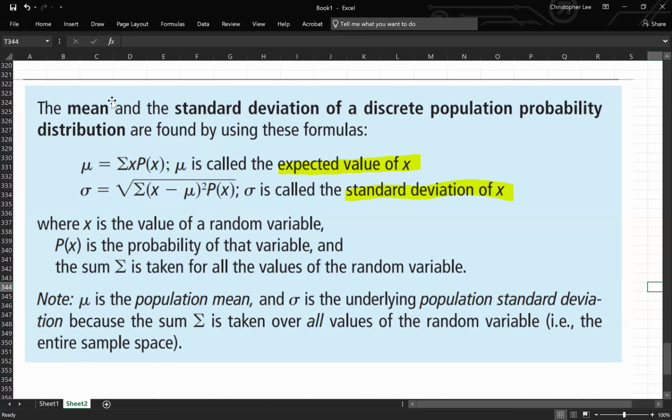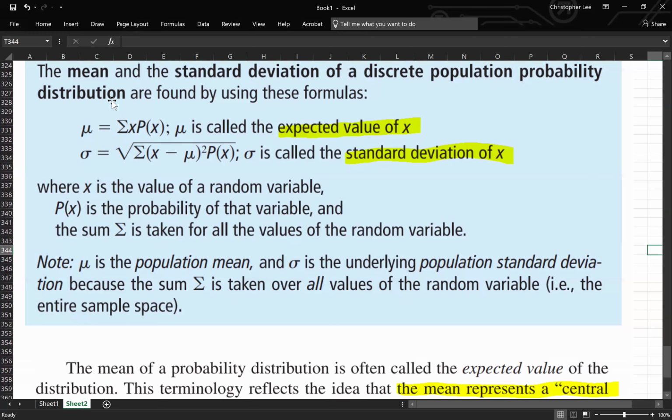Where x is the value of the random variable, p of x is the probability of that variable, and the sum sigma is taken over all the values of the random variable. Note, mu is the population mean, and sigma is the underlying population standard deviation because the sum is taken over all the values of a random variable, i.e., the entire sample space.